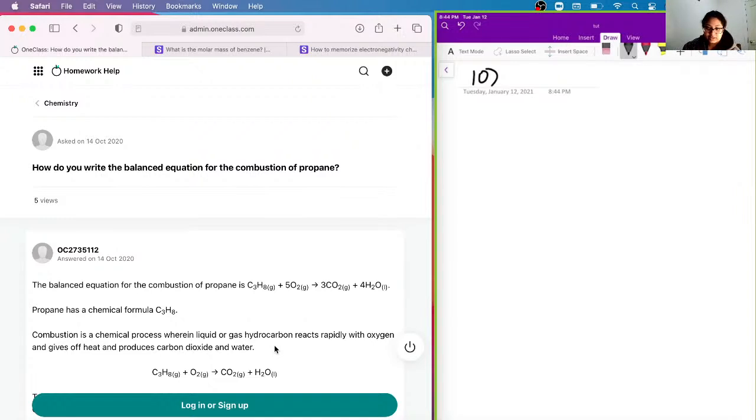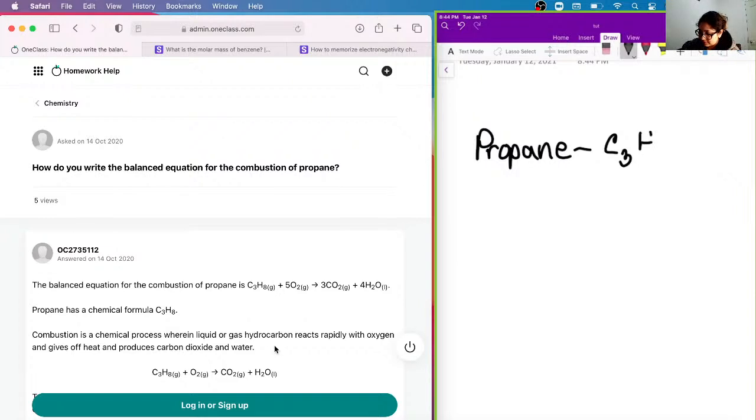Okay. So our next question says, how do you write the balanced equation for the combustion of propane? So as you guys recall, propane has 3 carbons and 8 hydrogens, right? From a formula of 2N plus 2, where H is equal to 8, C is equal to N, and N is the number of carbons. So this is propane.